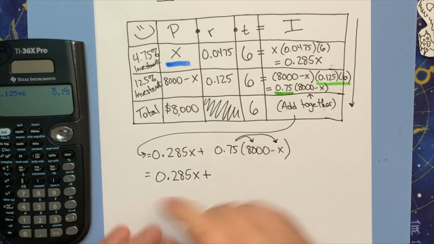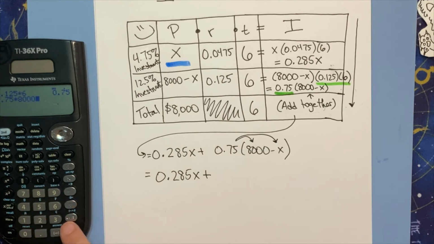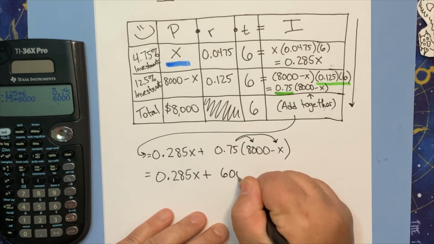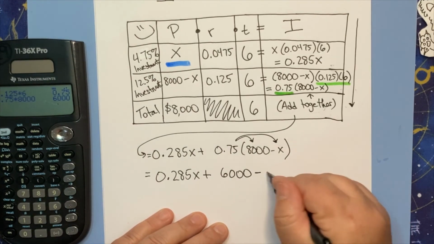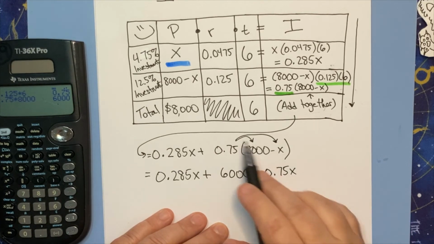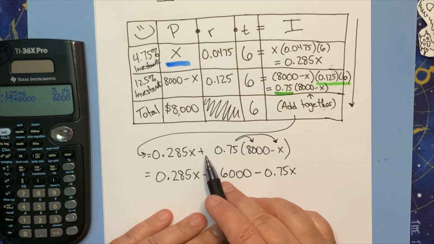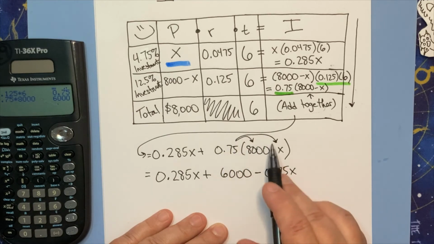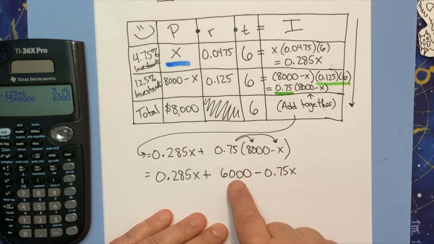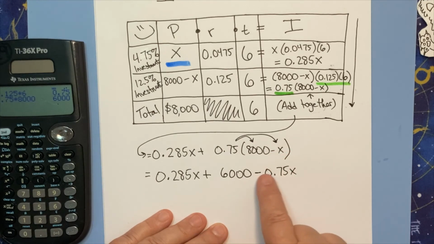0.285x plus, and I've got 0.75 times 8,000, which is something you might be able to do in your head, right? 3/4 of 8,000 is 6,000. And then I'm going to subtract 0.75x, and this is a minus because of the minus there, right? The distributive property is going to preserve that sign since this is a plus right here. We're multiplying by a positive number, so the first 8,000 is positive, so 6,000 is positive, x has a minus sign in front of it, so this is negative.